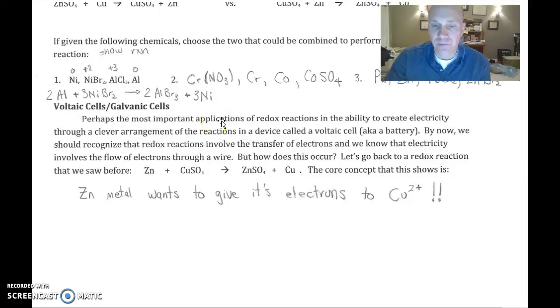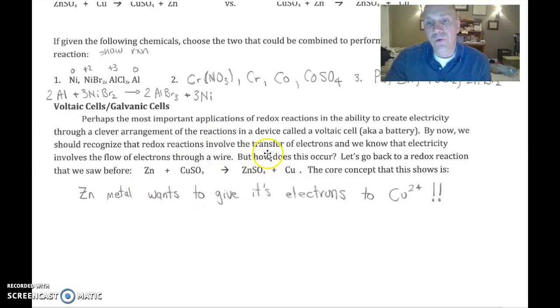And electricity, if we would want to just oversimplify it, could be defined as the flow of electrons through a wire. Well, we know that redox reactions involve the transfer of electrons from one atom to the other. So it's not immediately understandable how you turn this process into a flow of electrons through a wire, but that's what we're going to talk about in this video.